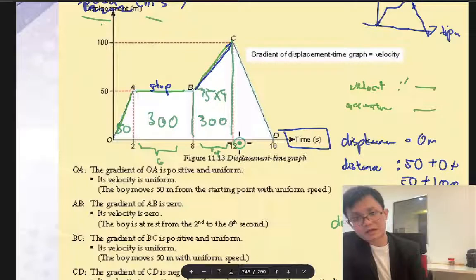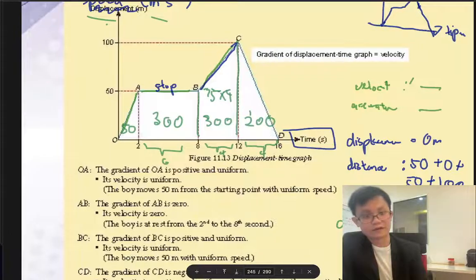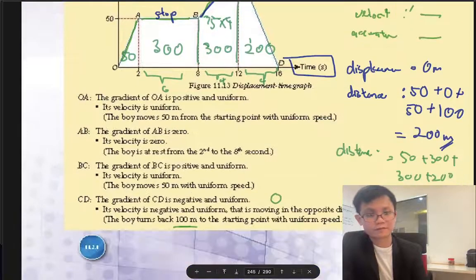And then this one is how many seconds? 4 seconds times 100, 400 divided by 2, you get 200. 200 plus 300 plus 300 plus 50, you get 850. I just write 50 plus 300 plus 300 plus 200, you get 850, the unit meter. Remember the unit. If you don't write the unit, then you will get it wrong.